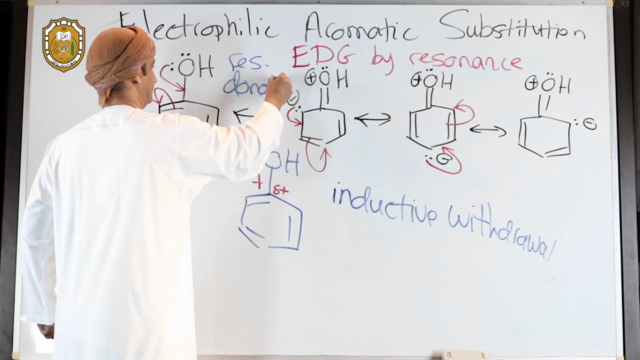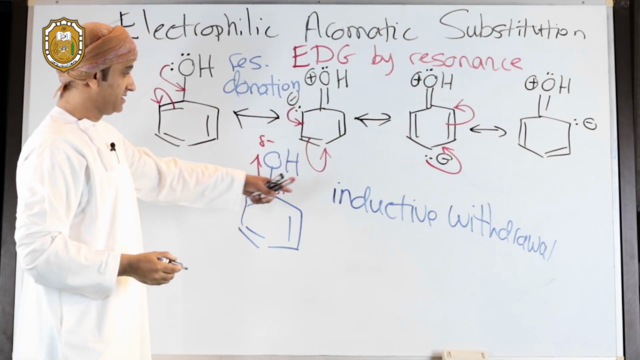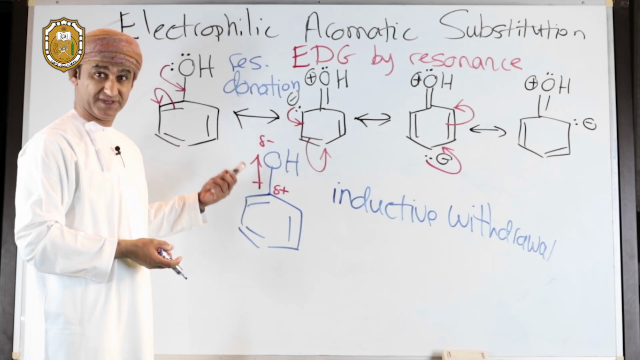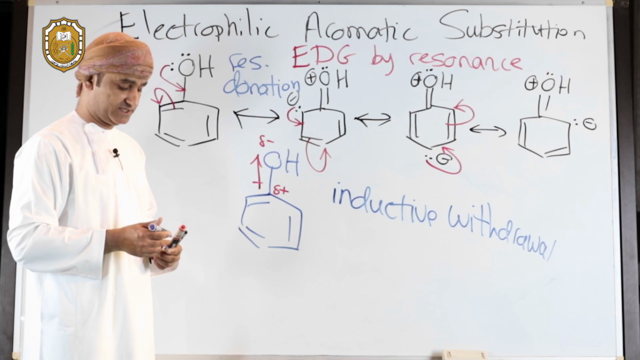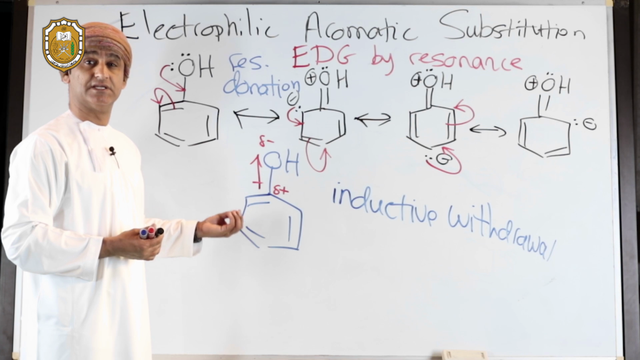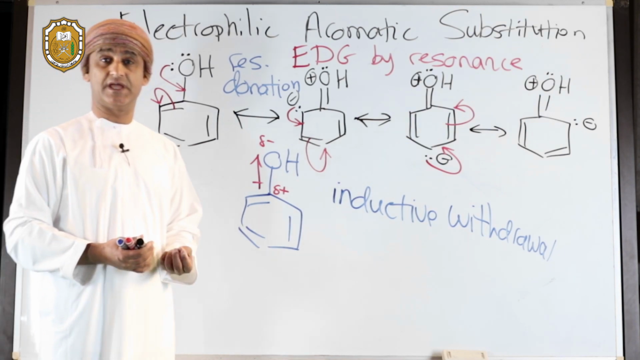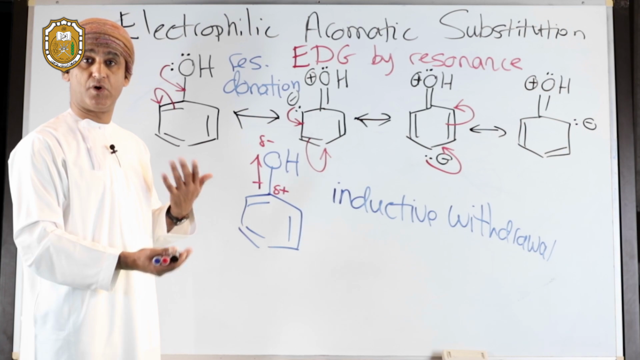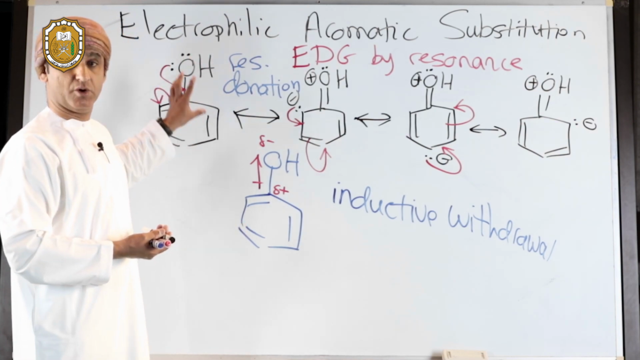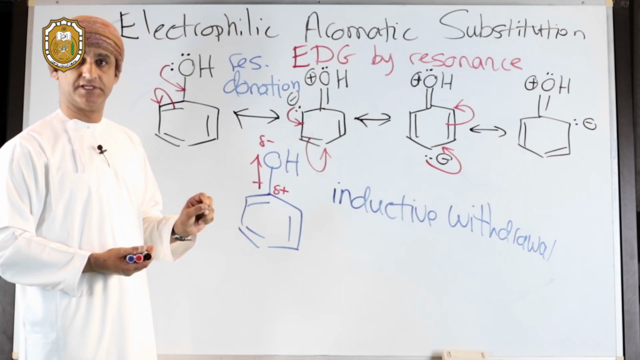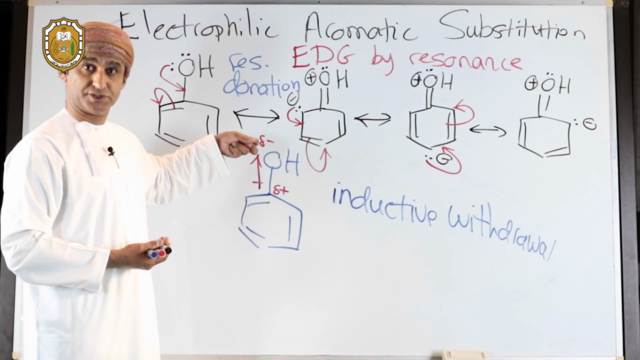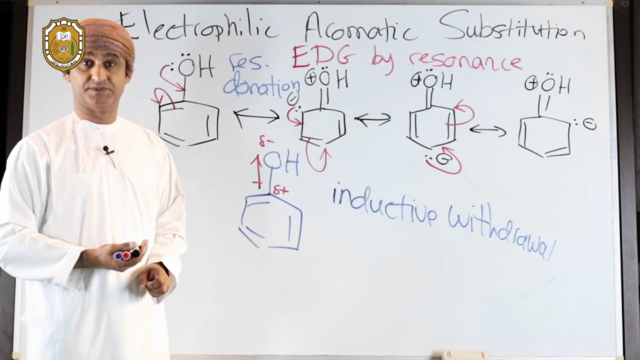Now this inductive withdrawal would inductively withdraw electrons from the benzene ring, reducing its electron density. So therefore, if the electron density is reduced, its nucleophilicity is subsequently reduced, and therefore the reactivity is lowered. So there are two opposing effects here. Resonance donation, which does increase the nucleophilicity in this substituted benzene, and inductive withdrawal, which reduces the nucleophilicity of this substituted benzene.